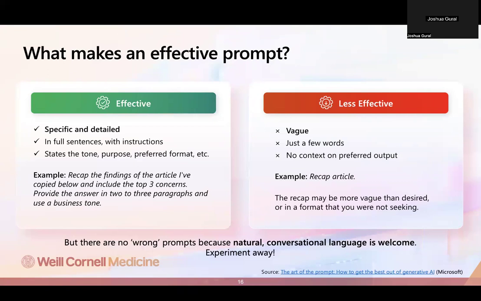And you can see the example there compared to the less effective option. A less effective option would be vague. It has too few words, or it has no context on the preferred output. It'll just respond to you like a human might. But you might tell it, hey, I don't want the full summary of this, just give me a couple bullet points. And it can do that, but you have to let it know.